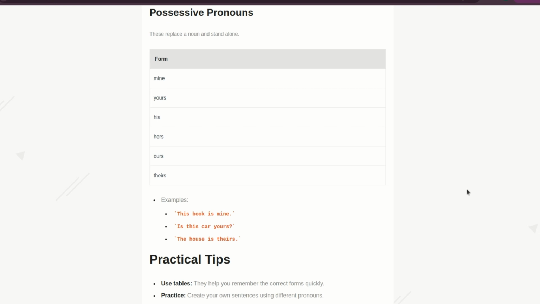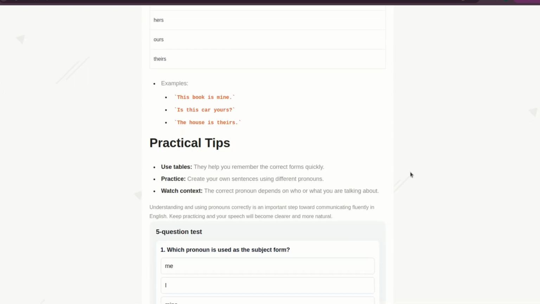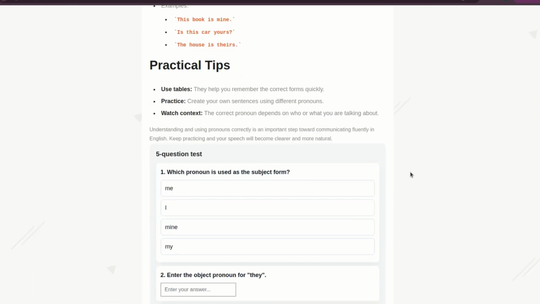Pronouns need practice. Use tables and make your own sentences. Always pay attention to the context. Understanding pronouns will make your English clearer and much more natural.